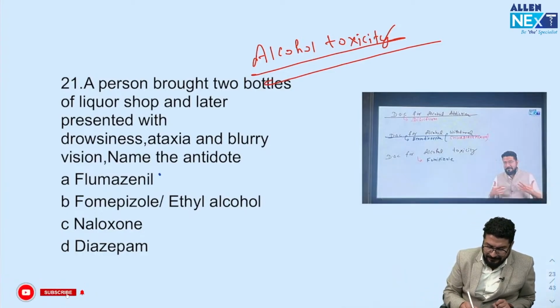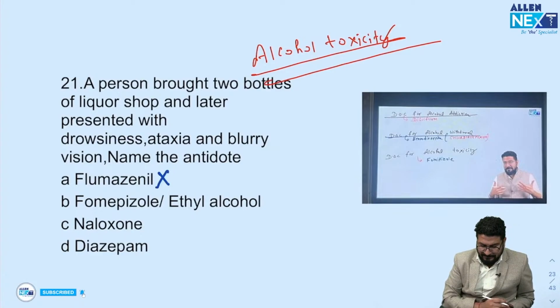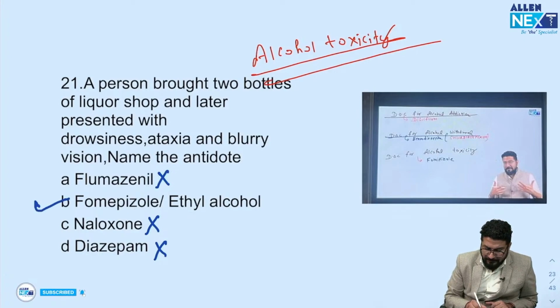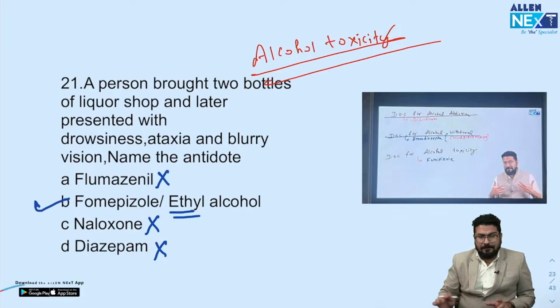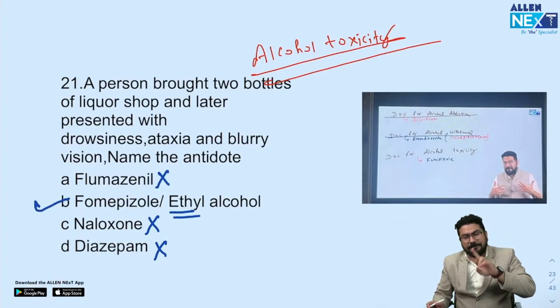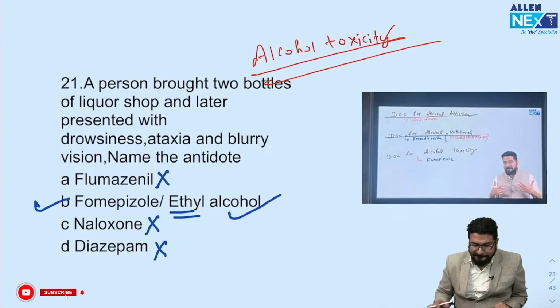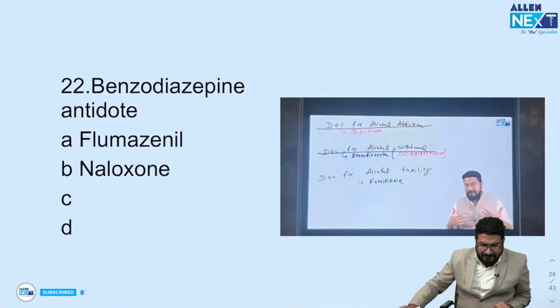Flumazenil is the antidote for benzodiazepine toxicity. I think this question also came in the exam. Naloxone we give for opioid toxicity. Diazepam is again a benzodiazepine, so that will not be used. So the answer will be fomepizole. If it is not given, then the answer will be ethyl alcohol. I think, friends, only one of them is given in the options. Many students are saying ethyl alcohol was given, so that is the answer. Okay, am I clear, Rohan?